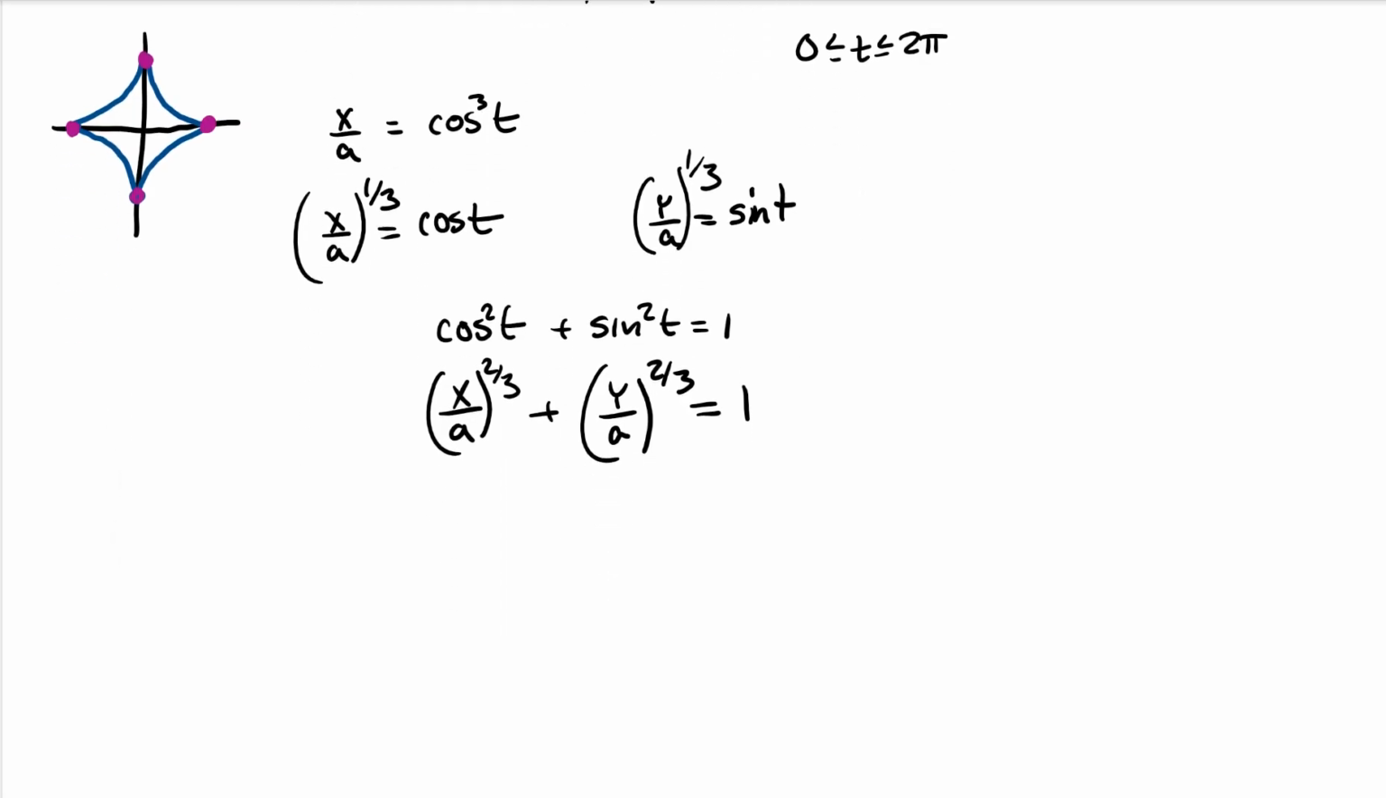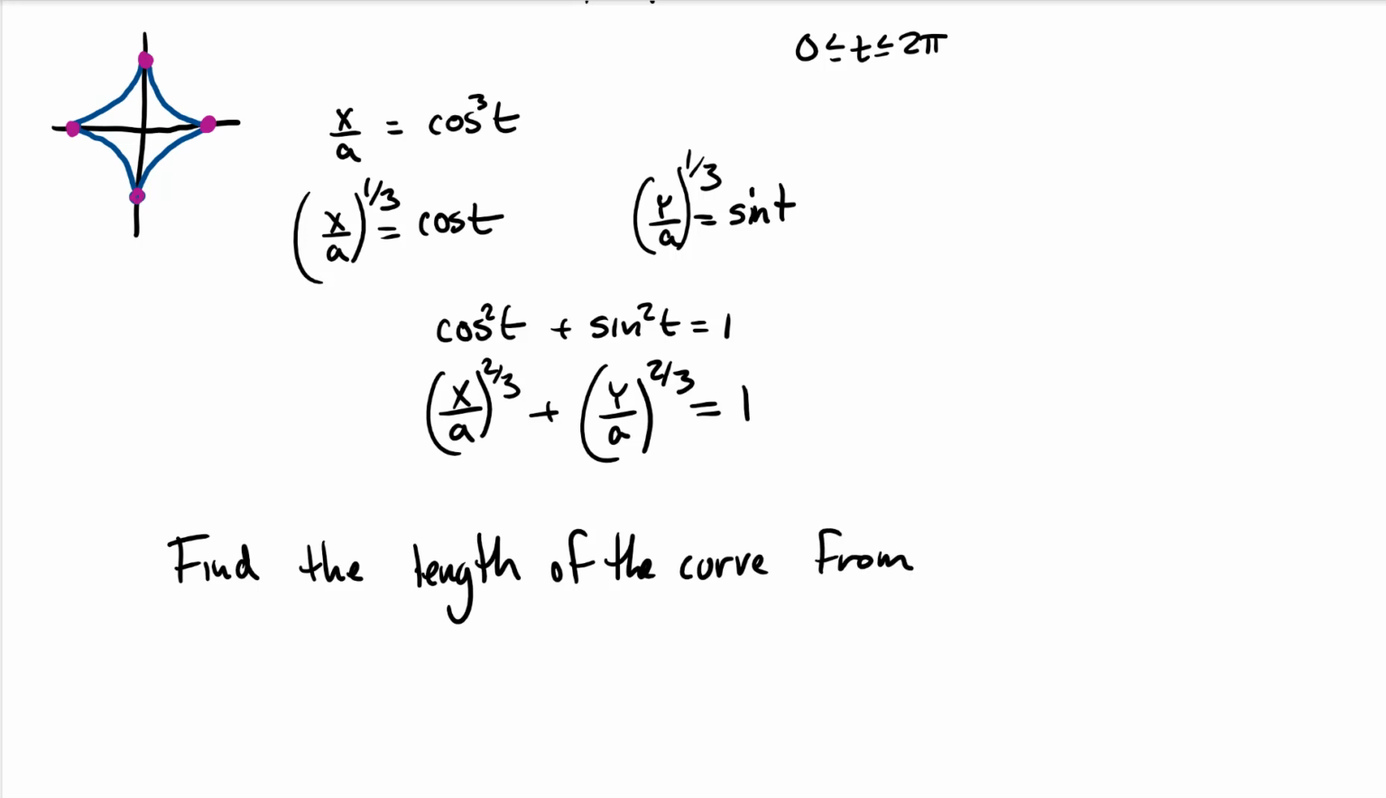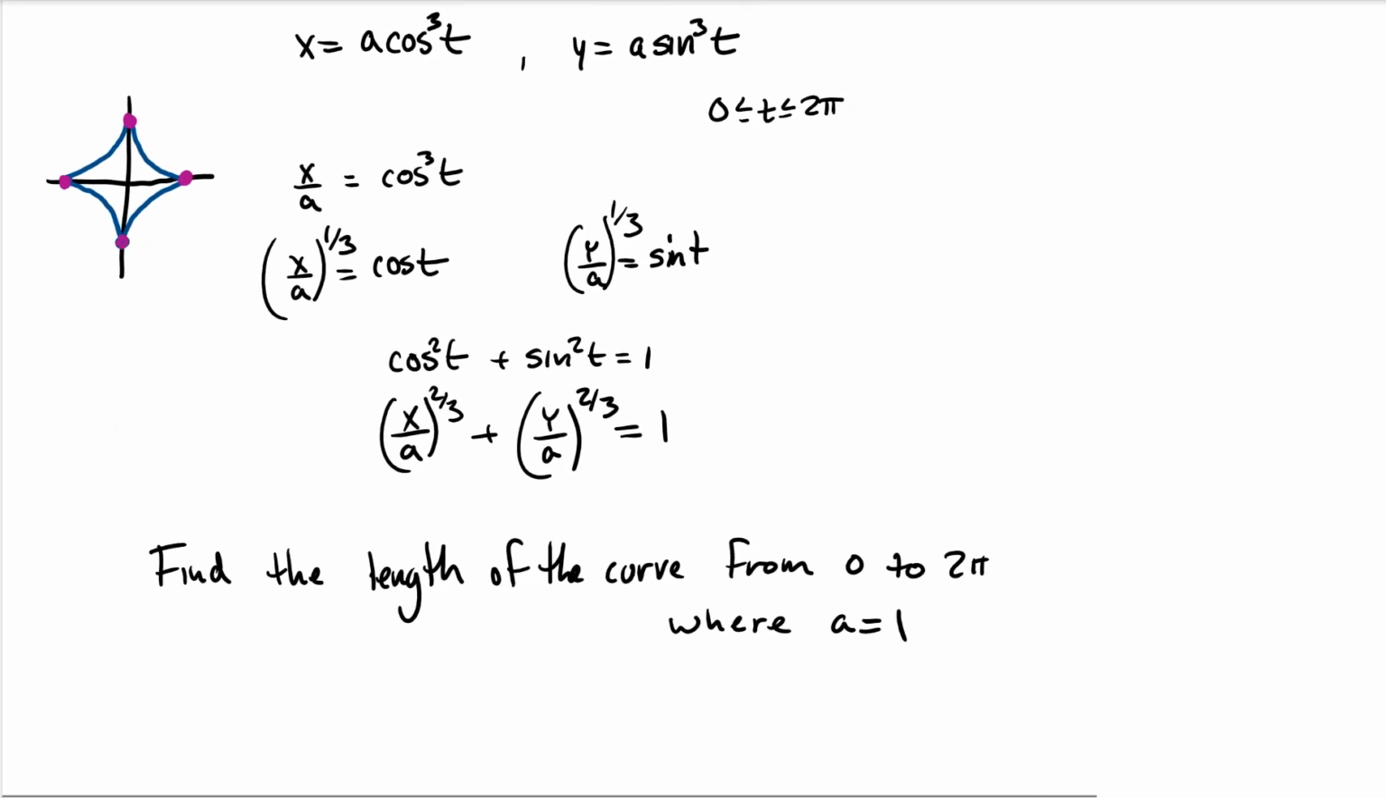Oh, let's do this. Let's find the length of the curve from 0 to 2 pi, where a is equal to 1. Let's keep it mellow.